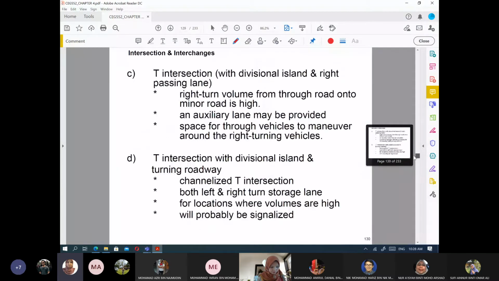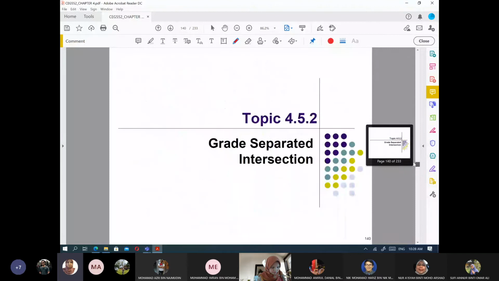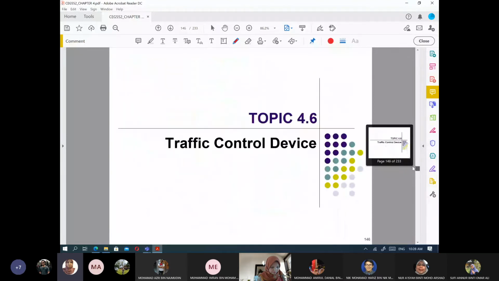Okay, grade, yeah, where is it? This is 4.5, 4.6. Okay, so we'll go into this. Topic 4.6, traffic control devices.